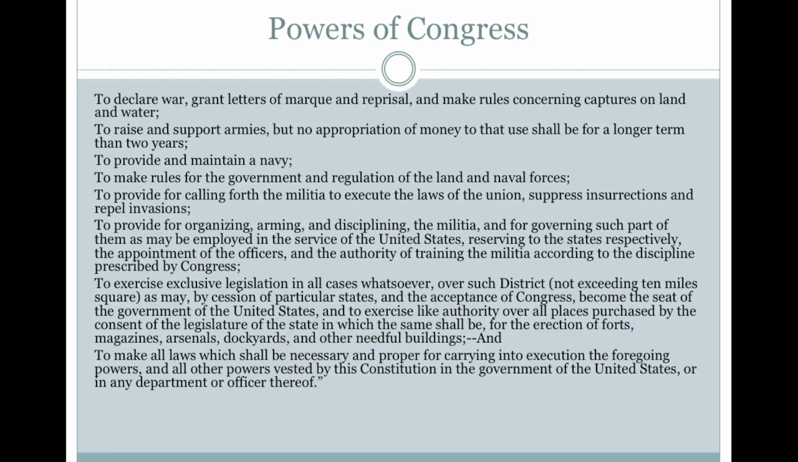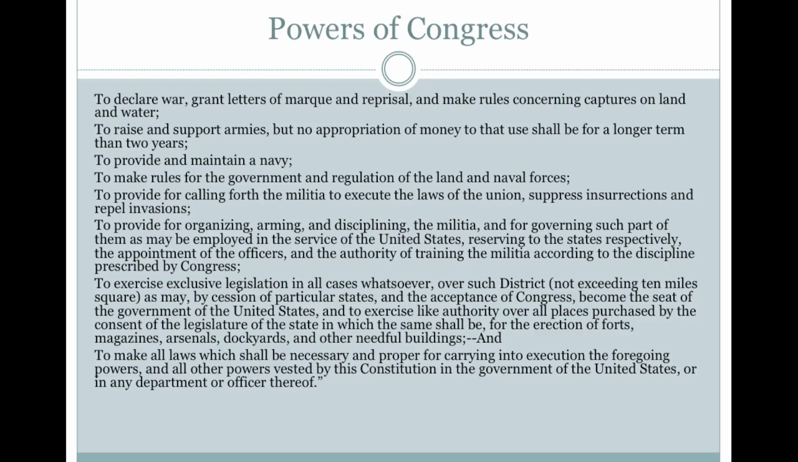To provide and maintain a navy, to make rules for the government and regulation of the land and naval forces, to provide for calling forth the militia to execute the laws of the Union. The Union is another way of referring to the United States. Suppress insurrections and repel invasions. To provide for organizing, arming, and disciplining the militia and for governing such part of them as may be employed in the service of the United States, reserving to the states respectively the appointment of the officers and the authority of training the militia according to the discipline prescribed by Congress.